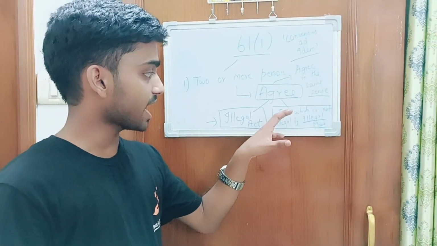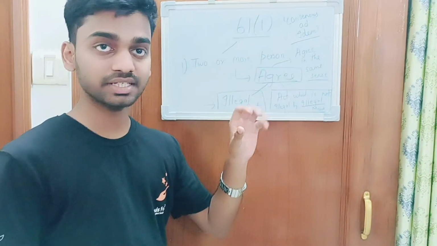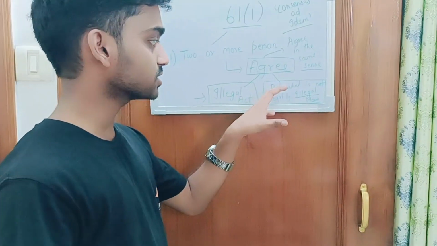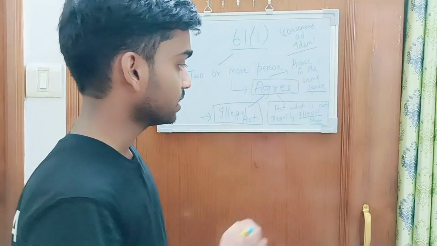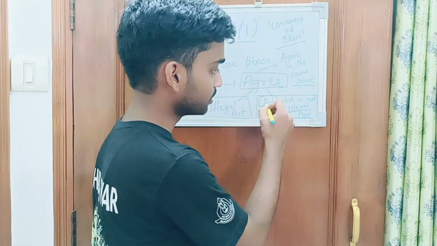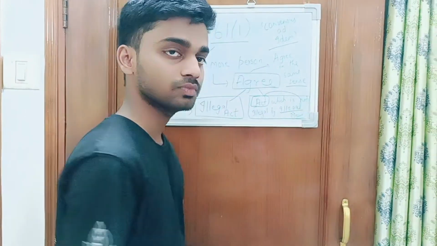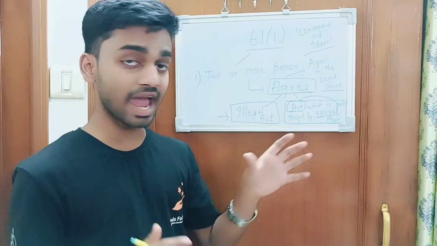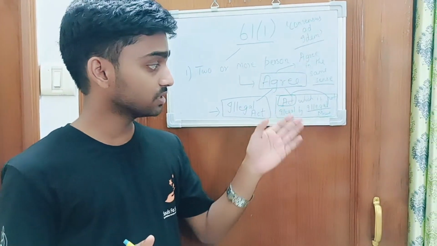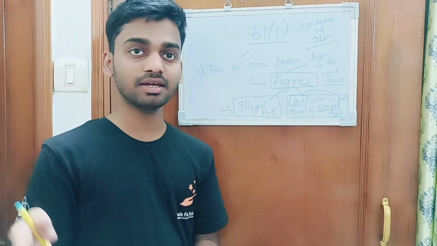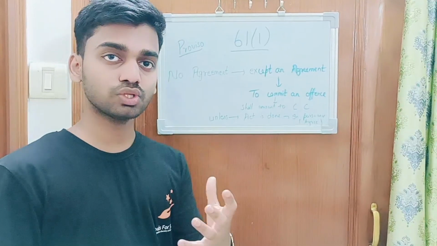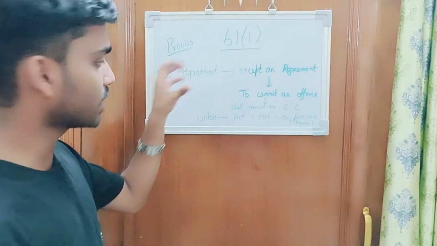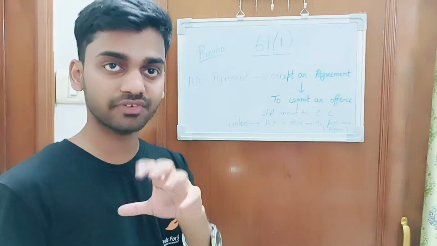Then the next is an act which is not illegal done by illegal means. It basically means that the act is not illegal in itself, but it should be done by illegal means. So it is not necessary that the act is illegal, but the means to reach the end of that act must be illegal.